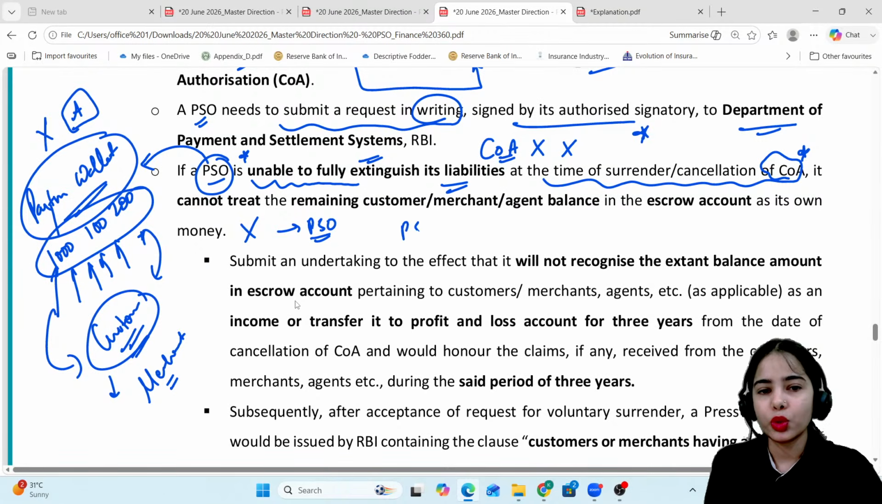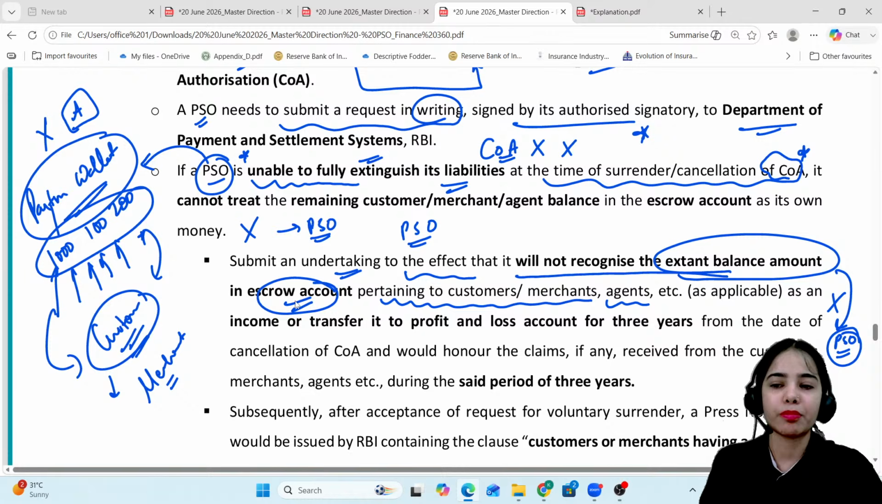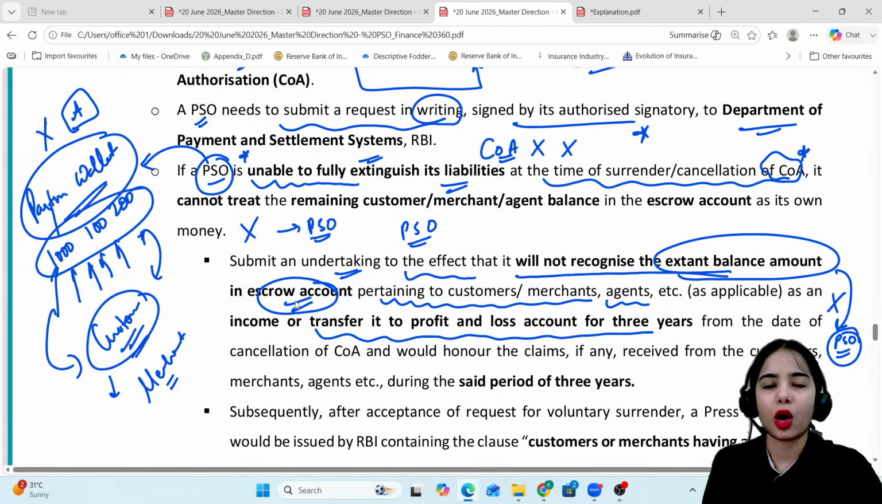So the PSO should submit an undertaking, a declaration to the effect that it will not recognize the existing balance amount in the third party account, in the escrow account. This is the money of the customers or the merchants or the agents, etc. So this will not be taken into income or transferred. The payment system operator will not consider this money as its income, or transfer it to the profit and loss account for 3 years.